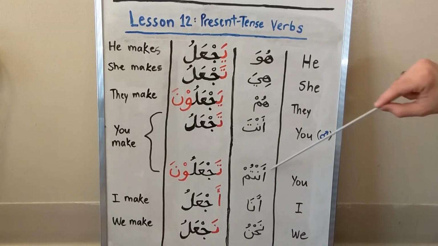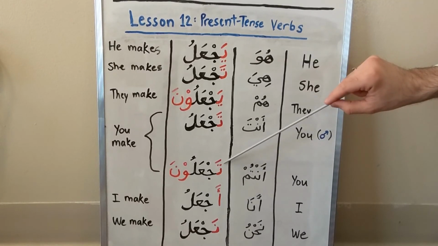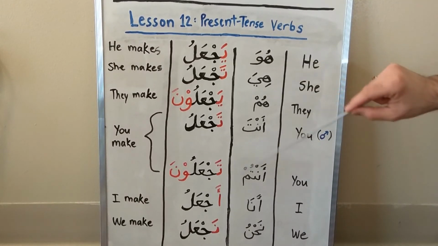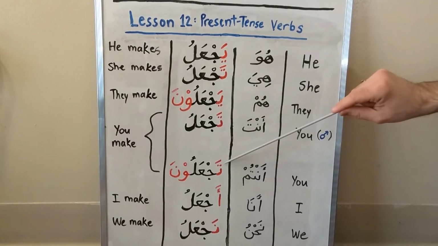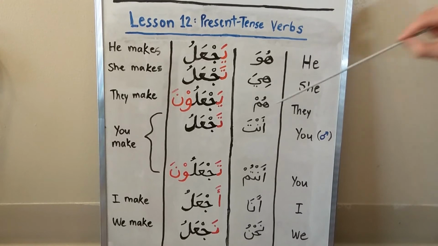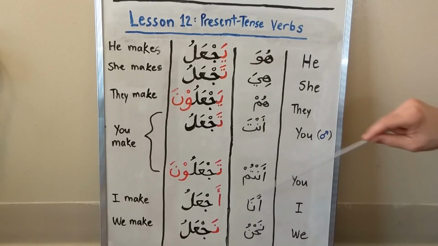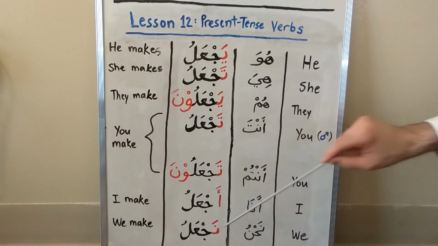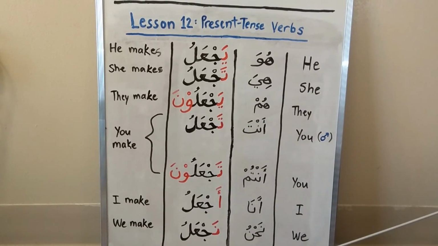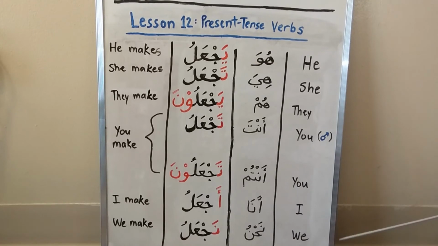The plural masculine antum has conjugation taj'aluna. And notice that it looks very similar to yaj'aluna, which is they. The difference is the ta for you and ya for they. Ana has aj'alu and nahnu has naj'alu. And that's the table of present tense verbs, at least for the common pronouns that appear.